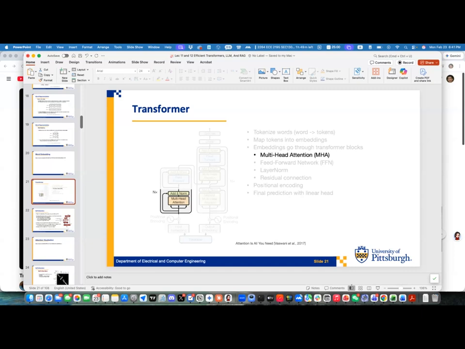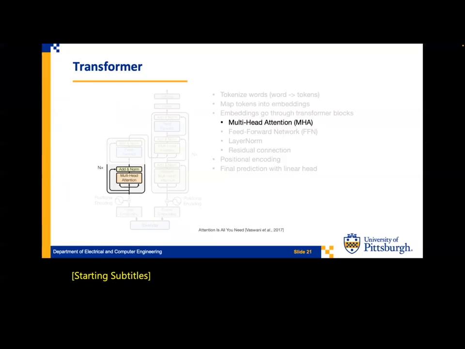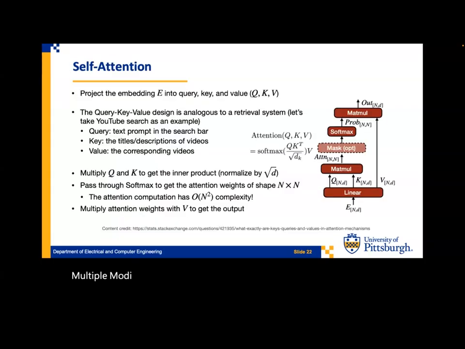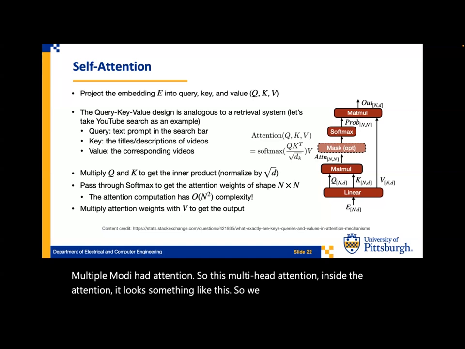After we have this, we left the positional encoding to the last, but you already understand that it's the embedding plus the positional encoding, and you go to this multi-head attention. Inside the attention, it looks something like this. We project the embedding E into query, key, and value.